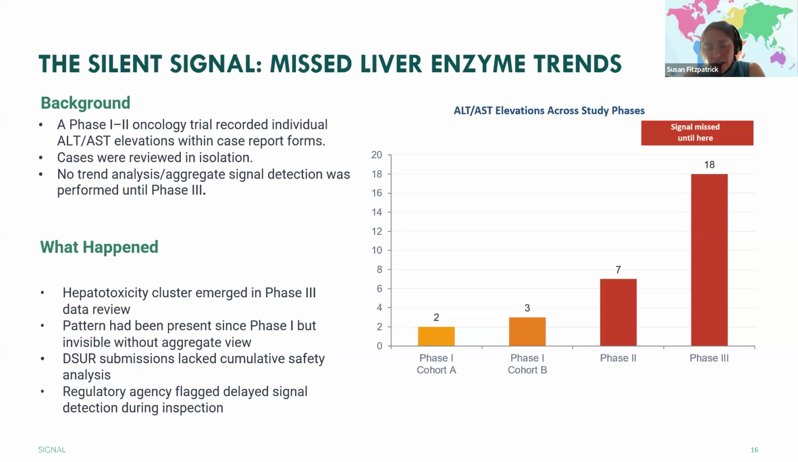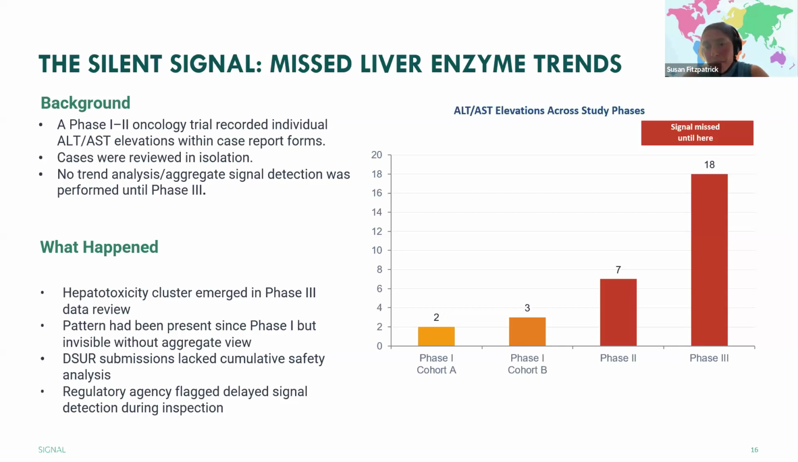So in the case of this program, we had a phase 1 oncology trial. And during that phase 1, several participants developed small elevations in ALT and AST liver enzymes. Each of those increases was very mild. None of them were concerning for the investigators at the site. None met any sort of criteria for stopping the drug. So overall, none were particularly concerning.